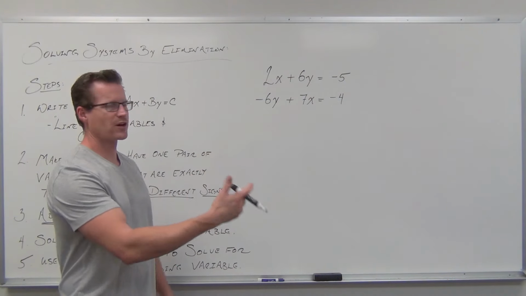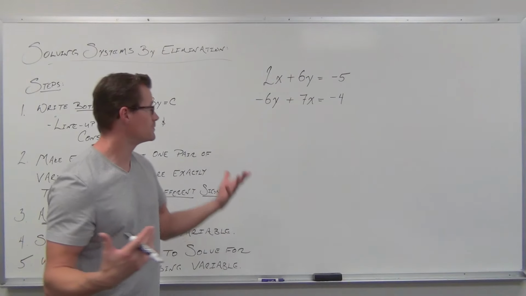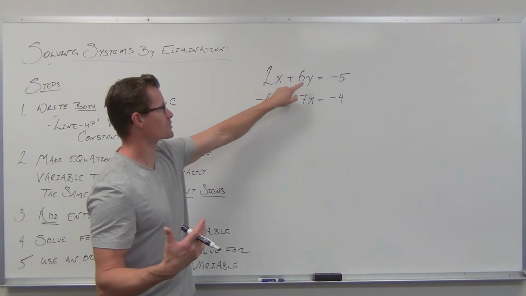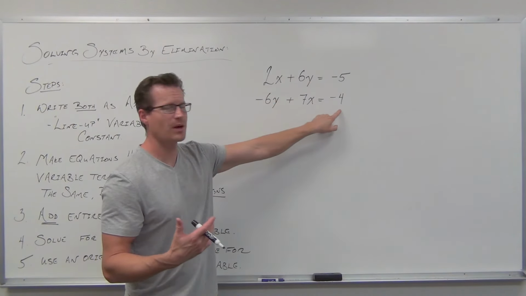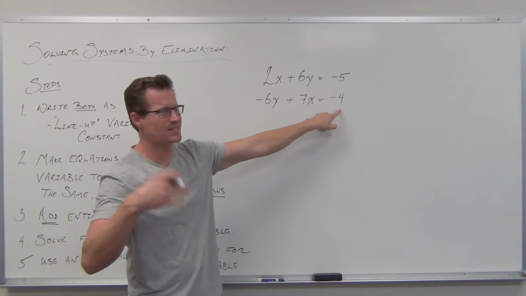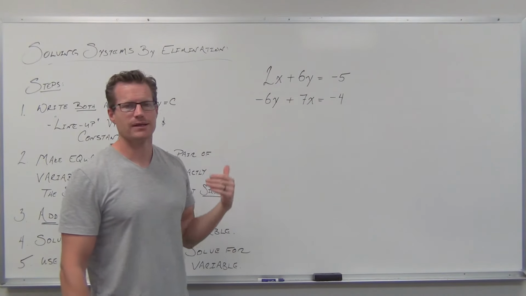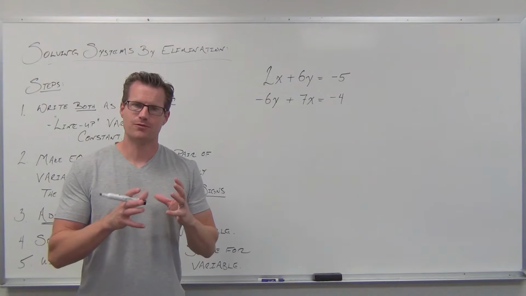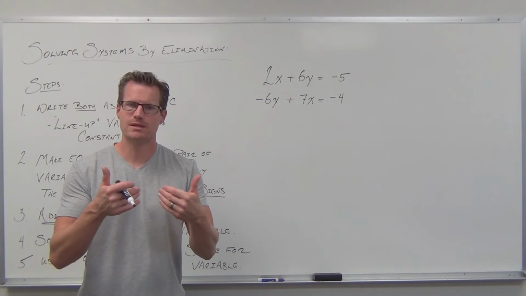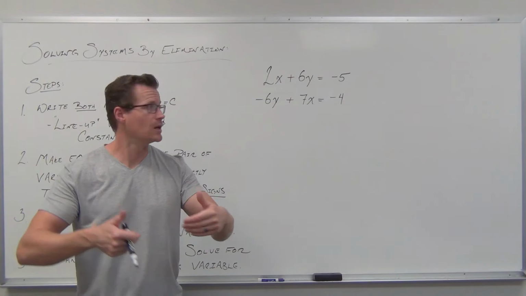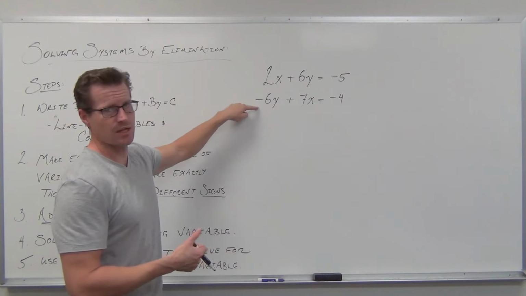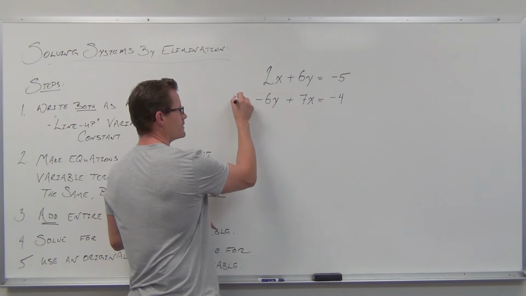Let's make sure that our variables are on one side. Are they? Yeah, they look great. I get x, y, number; I get y, x, number. But there's something you should have been thinking as I've been talking. They're not lined up. In order to eliminate variables, we really do want these variable terms lined up vertically. So this one's fine, this one's not so hot. So I'm going to rewrite this.